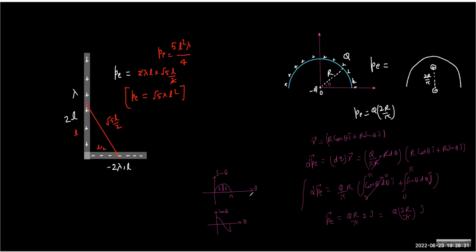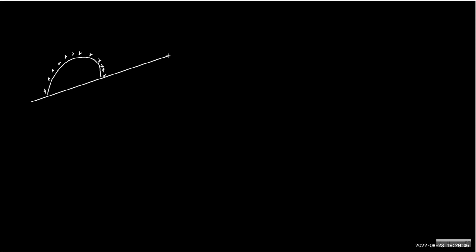Is this clear, guys? Yes, sir. So you can do it for any kind of arrangement. It is nothing to do with the plus minus q only. So you can make a random semi-circular ring, and then you take a third dimension.